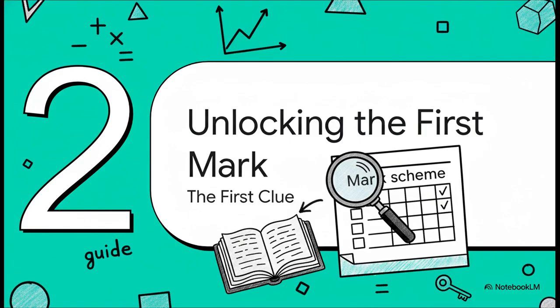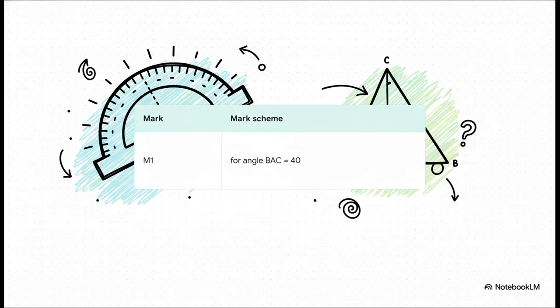Okay, let's go for that first mark. What does our guide, the mark scheme, tell us to do first? Well, look at that. The mark scheme says the first method mark, that's M1, is for finding that angle BAC is 40 degrees. Simple as that. But why? How do we get there?